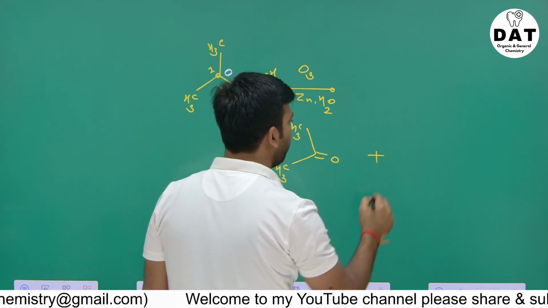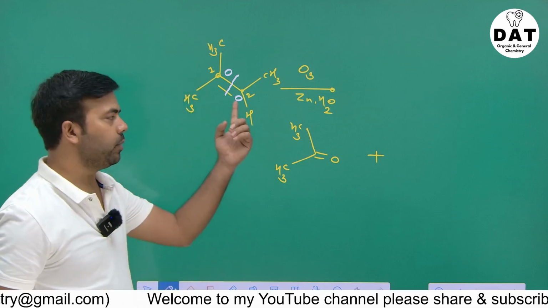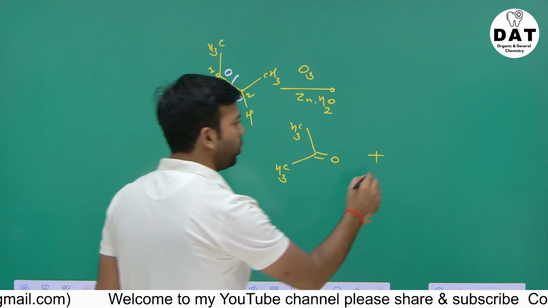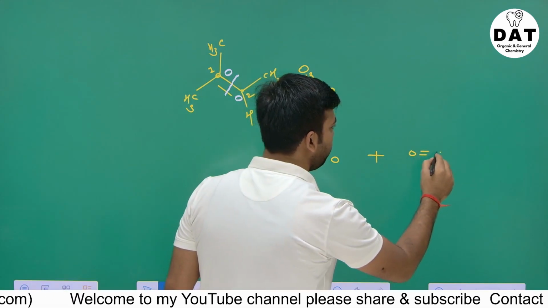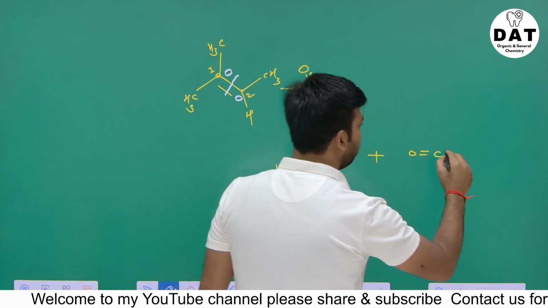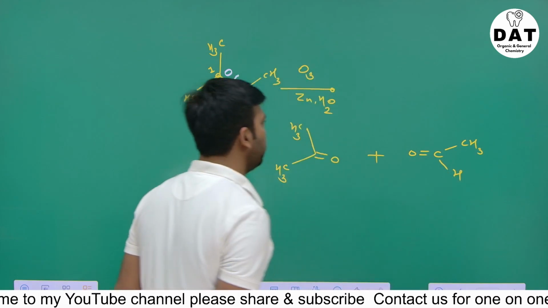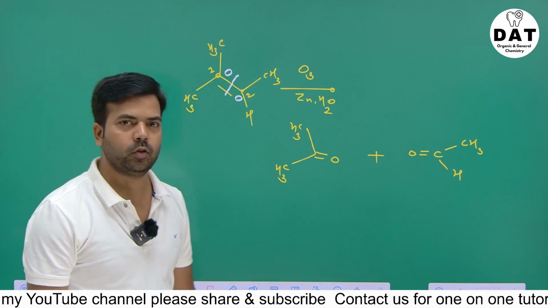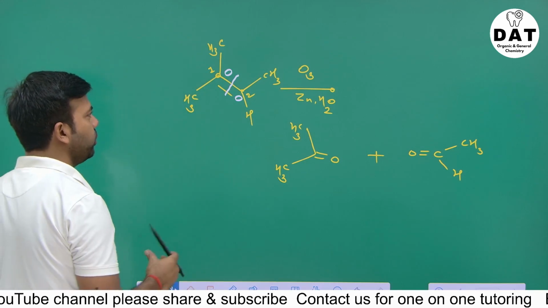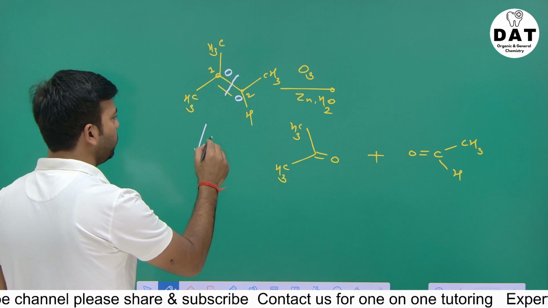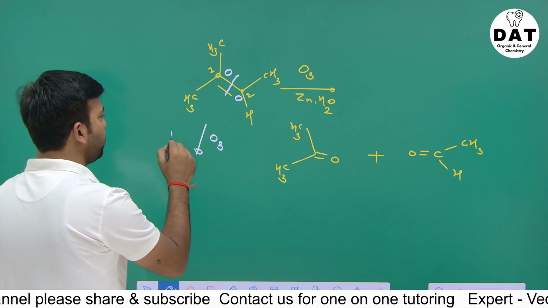So one more product, and look at carbon number 2. Carbon number 2 has a double bond oxygen, one side is a methyl and one side is a hydrogen. Clear? So this is a reductive ozonolysis, and suppose we are going to discuss the oxidative one, O3, H2O2.